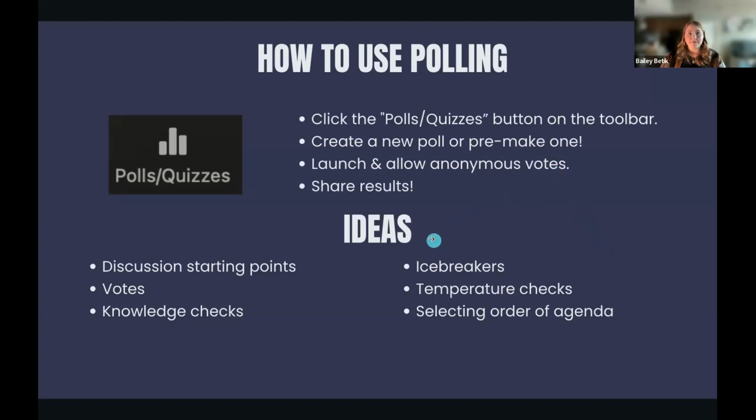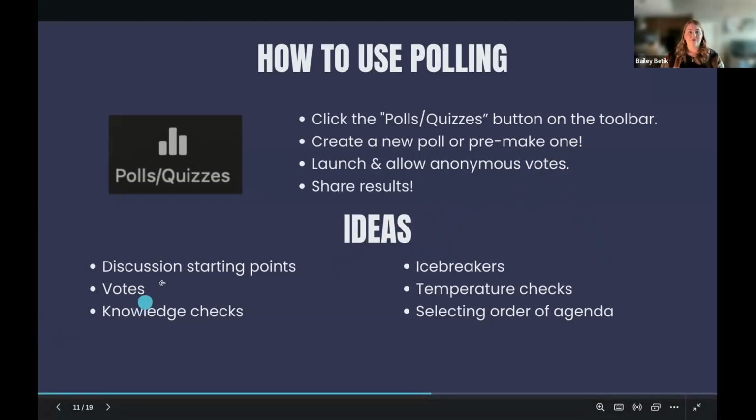Some ideas for using polling: discussion starting points. Where do we want to start discussion? Do we want to start by talking about the budget, or do we want to start talking about our fundraiser that we're throwing, right? Do we want to take votes on different things, like, should we do this thing?